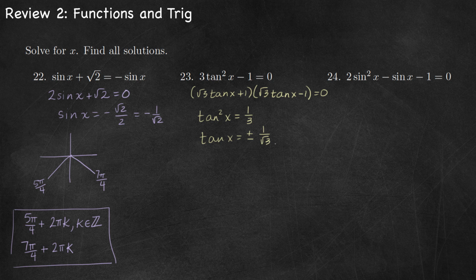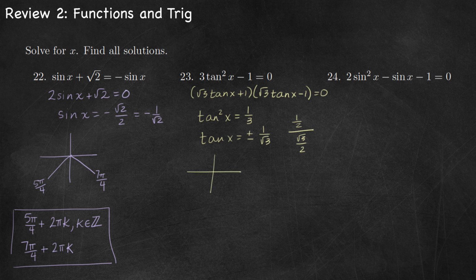And that is one of our special unit circle values as well. So where does tangent equal 1 over root 3? Well, 1 over root 3 we can think of as 1/2 over root 3 over 2. When you're dividing fractions with the same denominator, the denominators just cancel out. So where is sine 1/2 and cosine root 3 over 2? That occurs at pi over 6.